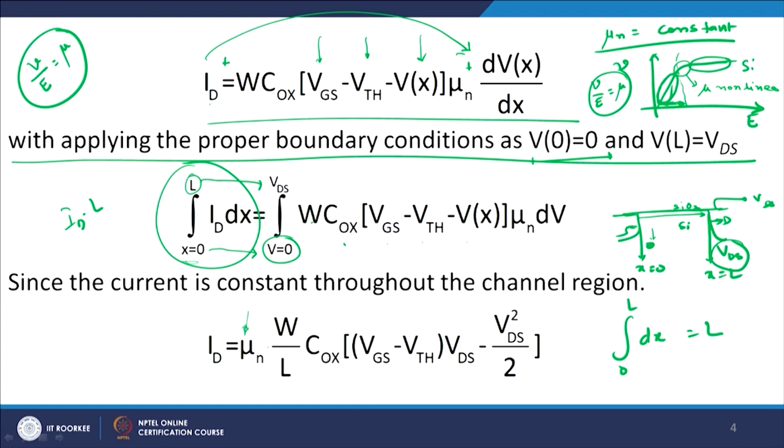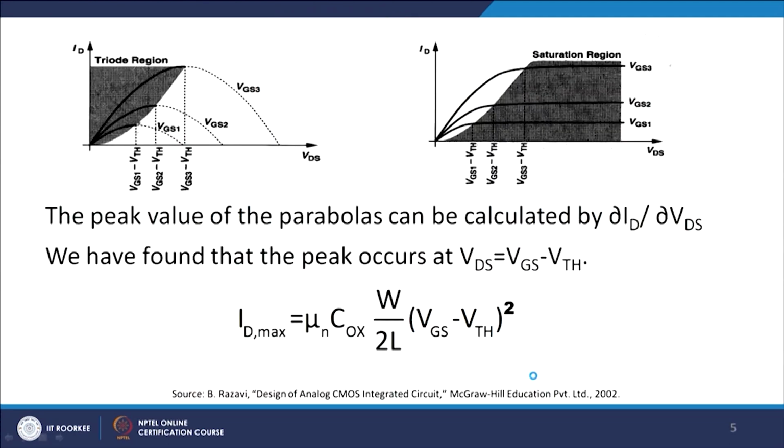Independent of the value of VDS, and then if you solve the integral of dV with respect to VGS minus VTH minus Vx from 0 to VDS, I get this equation here. It is equal to ID equals mu n W by L Cox (VGS minus VTH) VDS minus VDS square by 2, fine, and this is the value of the current which you see in front of you.